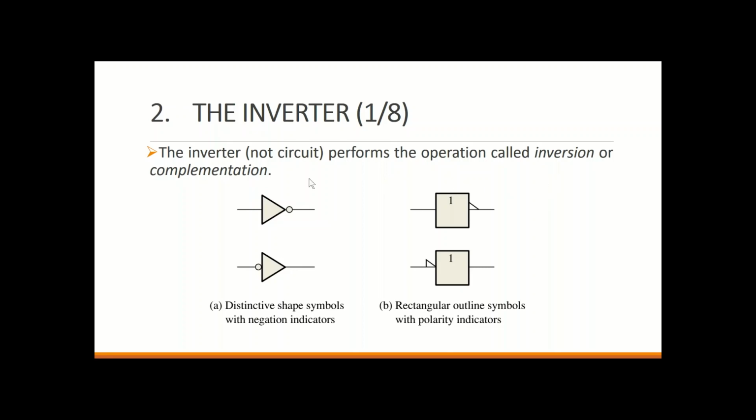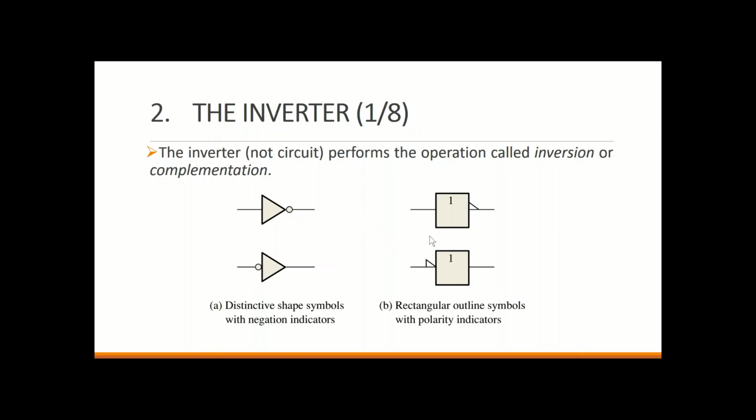How do we draw it? What kind of symbol does it have? It has this triangle with a bubble, and this is the most commonly used symbolic diagram of a negation or NOT gate. And we have two versions of this: the bubble at the output, or the bubble at the input side. I'll explain the difference between these two in a while.